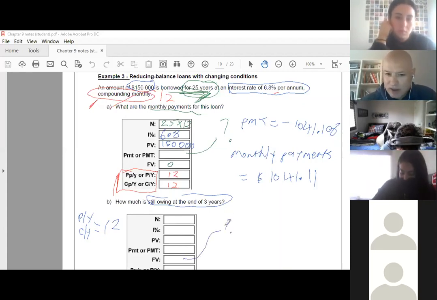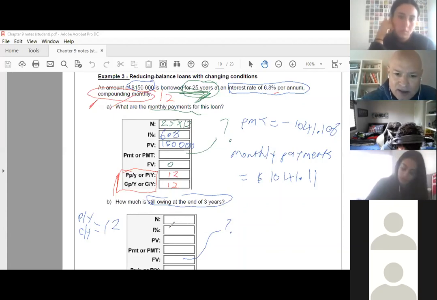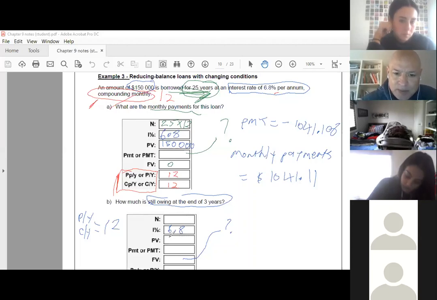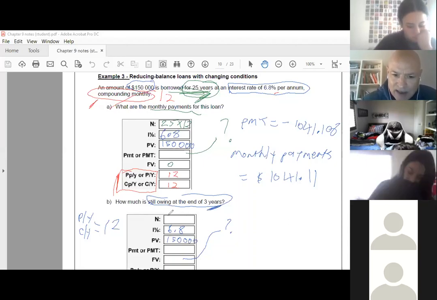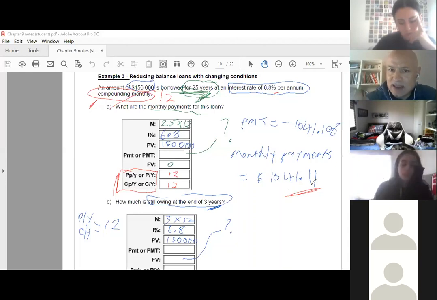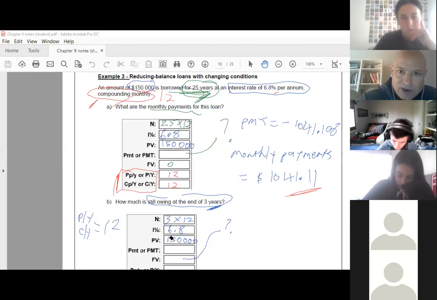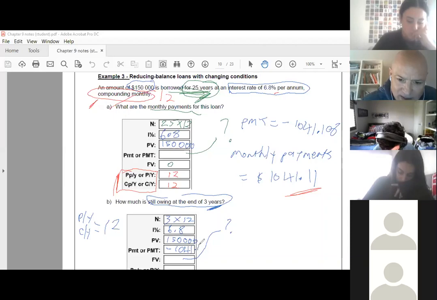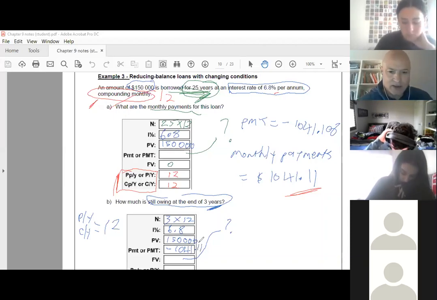Okay, how much is still owing after 3 years? So our I is still 6.8%, that has not changed. Our PV is still 150,000. Now we only want to know after 3 years. So our N is 3 times 12. And we just worked out in part A what the PMT is. Our monthly payments are $1,041.11. So that's what we're going to use in there. Oops, forgot my negative. I'm paying it. I need to put that negative in there. So negative 1,041.11. So I'm going to do that now on the calculator, but any questions as I'm typing it in to get that answer, any questions there?